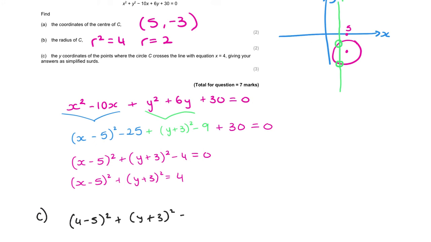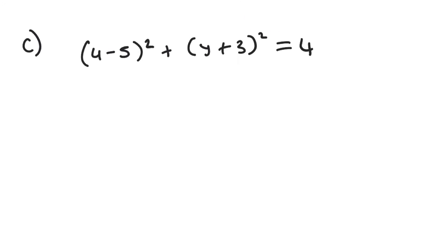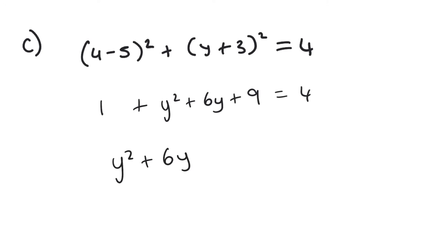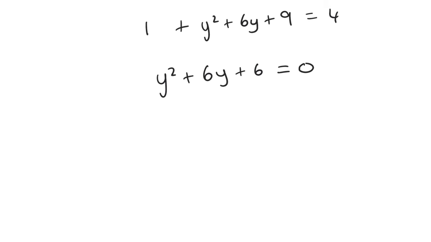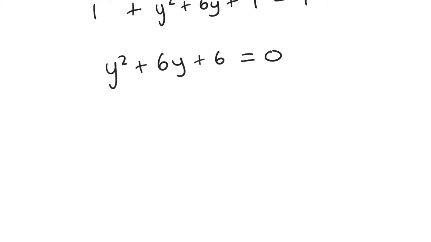However, this is always handy to do just to see what's going on. So here we go. What's 4 minus 5? Minus 1 squared is 1. Plus y plus 3 squared is y squared plus 6y plus 9 equals 4. So I'm going to have y squared plus 6y, 10 minus 4 is plus 6 equals 0. Okay? It wants the y coordinates as simplified surds. So I know I'm not going to be able to factorise this because it wants it as surds. I also don't know 2 numbers that multiply to give me 6 and add to give me 6 either, so it's a good job really. So I can use the quadratic formula.